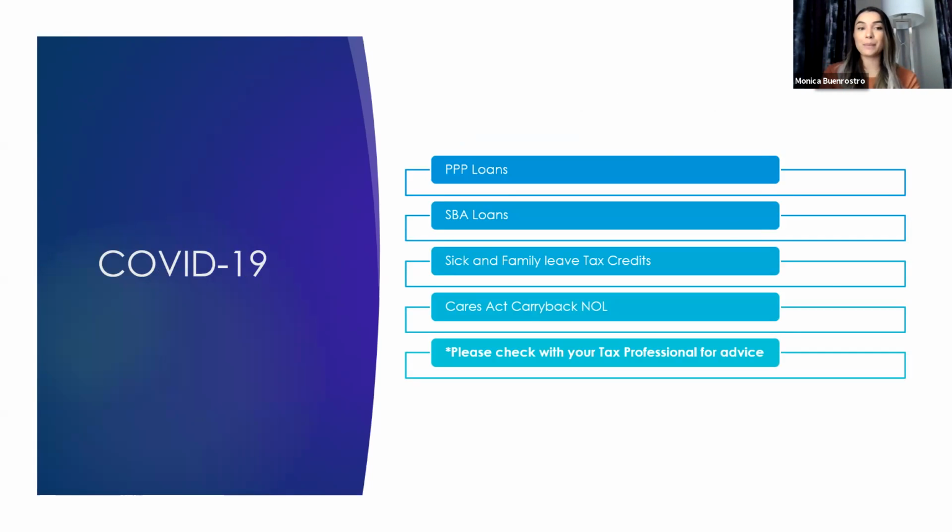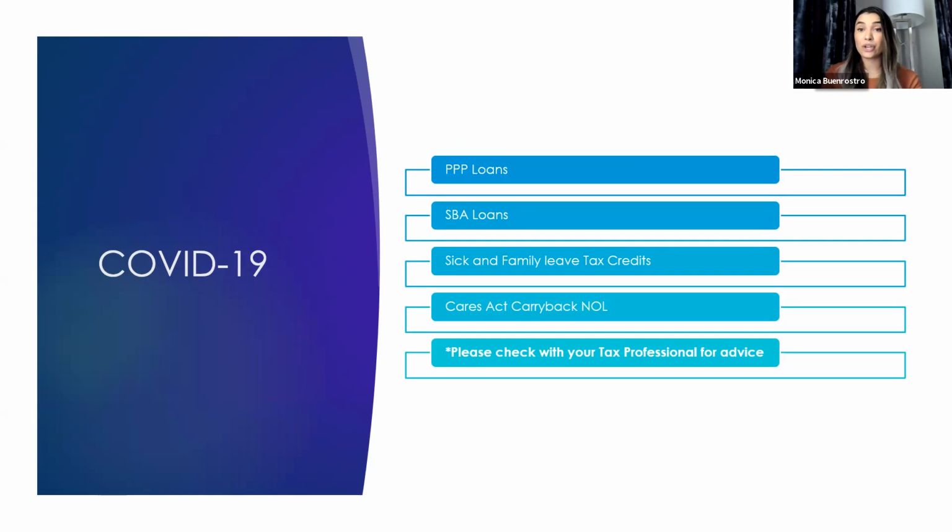Now, let's speak about COVID-19. I think at this point, we're all very used to hearing some of these terms. Some of this may apply to you, some of it may not. I'm not really going to go into the details because it gets very complicated, as the IRS and the business association keep changing the rules every month.